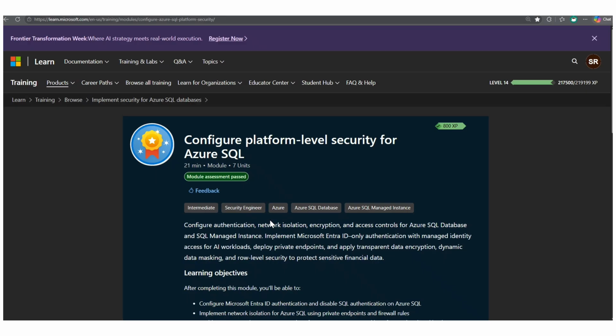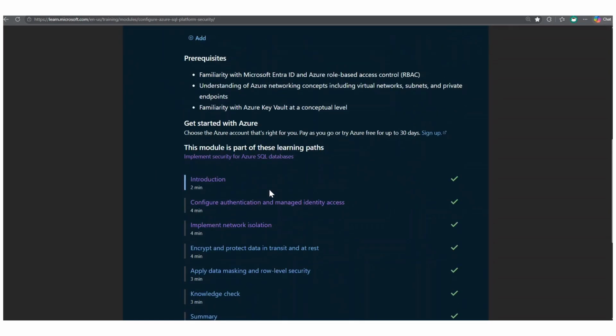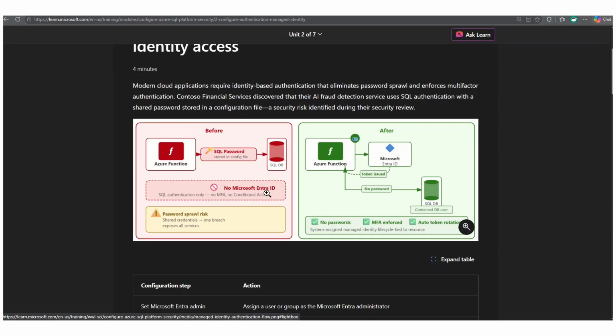So let's take a look at the configure authentication. This is where we were discussing. And as I said before, modern cloud applications require identity-based authentication to eliminate password sprawl and enforce multi-factor authentication. In this case, our company, Contoso Financial Services, discovered that their AI fraud detection service uses SQL authentication with a shared password stored in a configuration file.